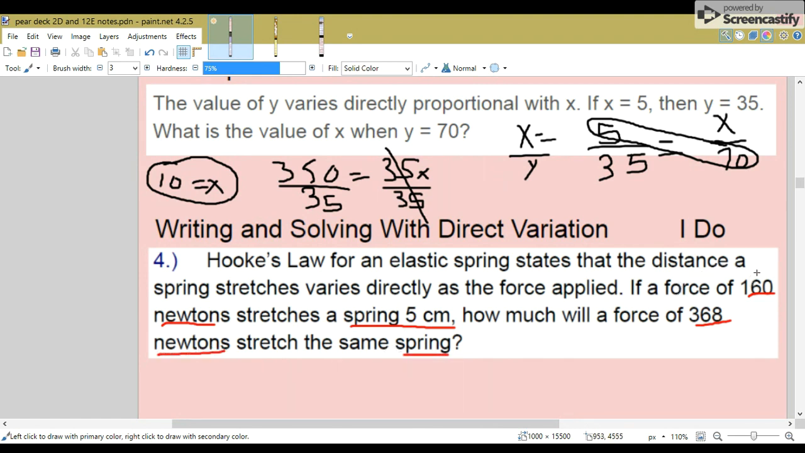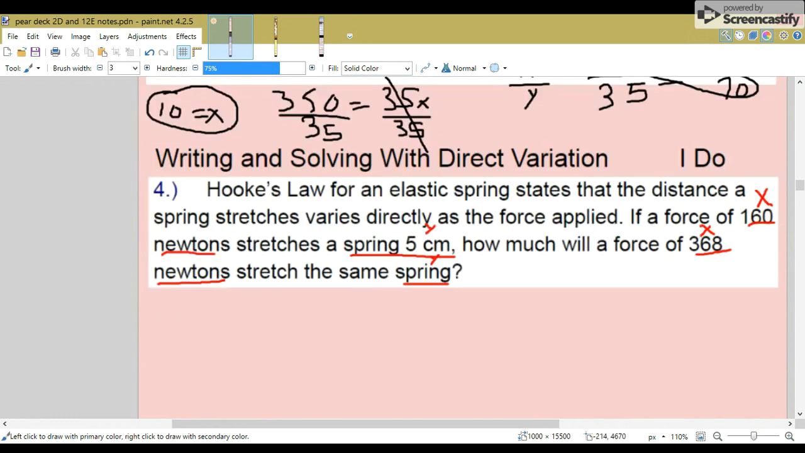So let's say that 160 is our x, so newtons is x, and then the spring will be y. So here's our other x, and we're looking for the y. So if you set up this proportion, you have 160 over 5 equals 368 over y. And we will find this by cross multiplying.